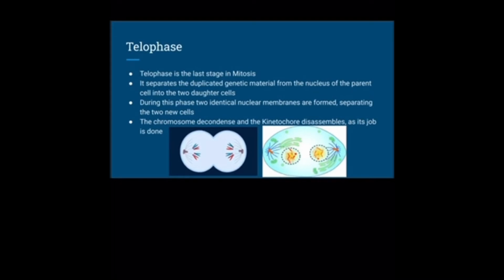Telophase. Telophase is the last stage of mitosis. It separates the duplicated genetic material from the nucleus of the parent cell into the two daughter cells. During this phase, 2 identical nuclear membranes are formed, separating the 2 new cells. The chromosome decondenses and the kinetochore disassembles, as its job is now done.